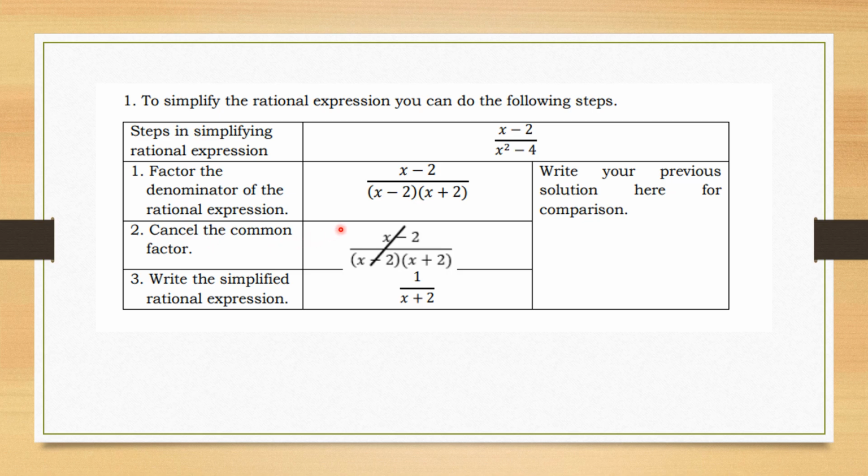x minus 2 divided by x minus 2 will give us 1. So with that, what we have in the numerator is 1. What's left is number 3. Write the simplified rational expression. So the final answer will be 1 over x plus 2. This is now the simplified rational expression.